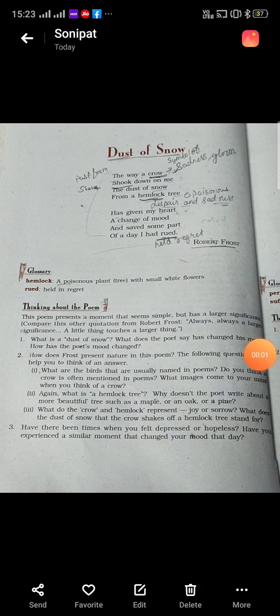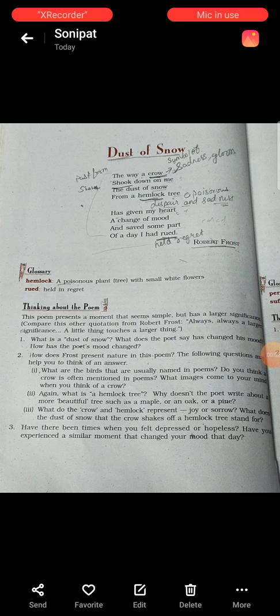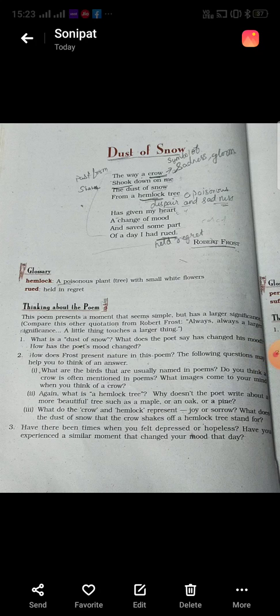So dear students, before I give you the assignment on Dust of Snow, I would like to discuss the question answers of the textual questions. The first question is, what is the dust of snow? What does the poet say has changed his mood? How has the poet's mood changed?